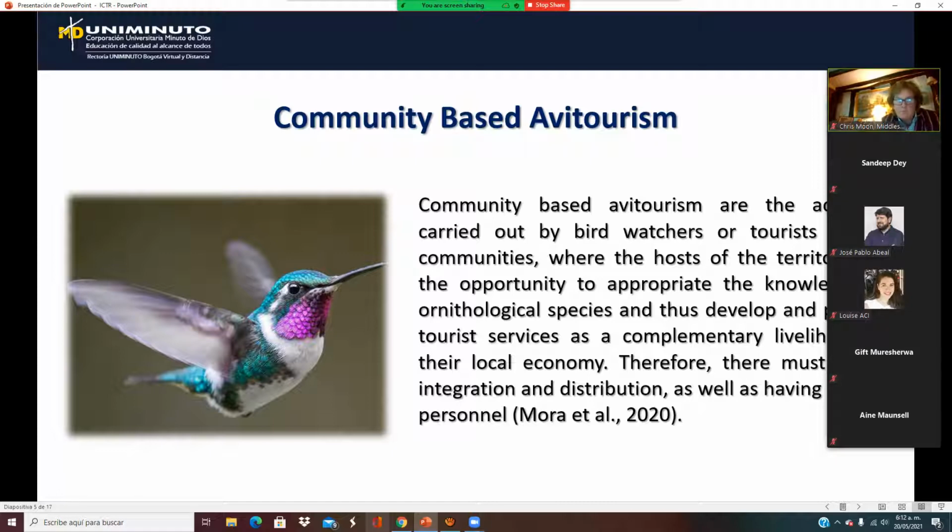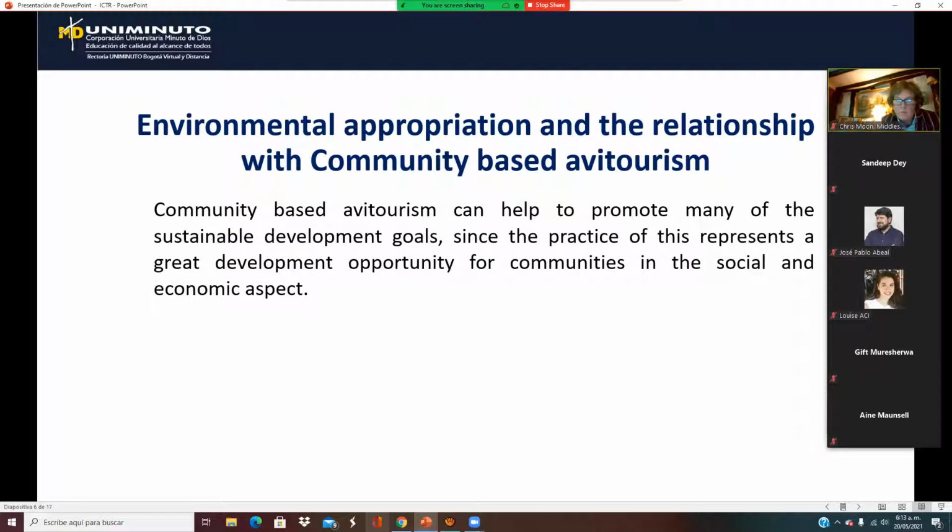For example, at the beginning of this investigation, around 2 years ago, the knowledge about birds was little. Now the people are learning, they are studying many different careers about natural science and tourism, and this is growing. There is a relation between environmental appropriation and community-based tourism, because when people appropriate natural and cultural resources, it can be in a good way and promote sustainable development goals, because people see an opportunity to share and to learn about many different aspects. And of course, it also has economic income.